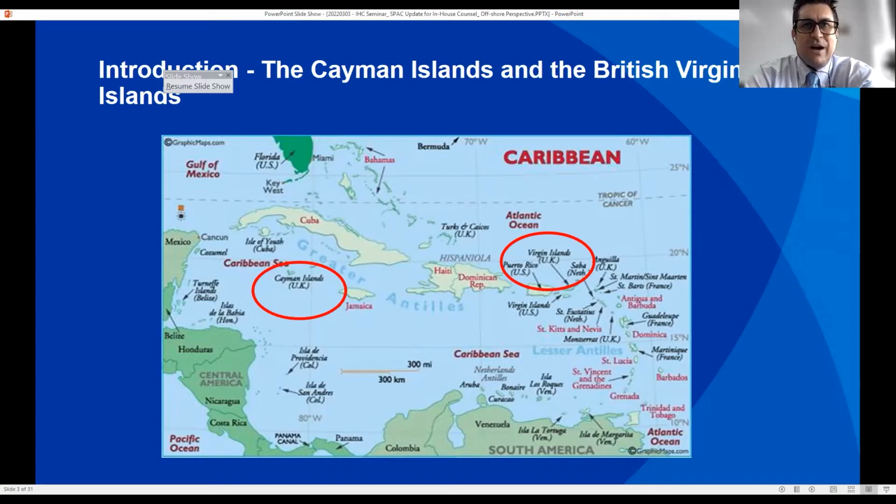The British Virgin Islands is located a little bit further away. It has become the world's number one jurisdiction for offshore companies. The BVI business company is very, very popular. There are over 450,000 active BVI business companies registered today. So in terms of the number of BVI business companies out there, there's no other jurisdiction that has that number of companies.